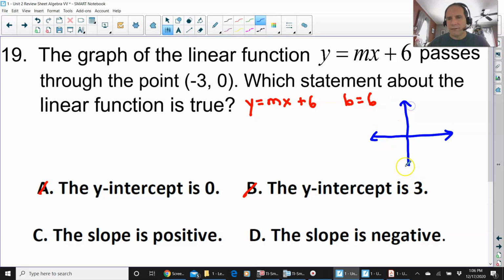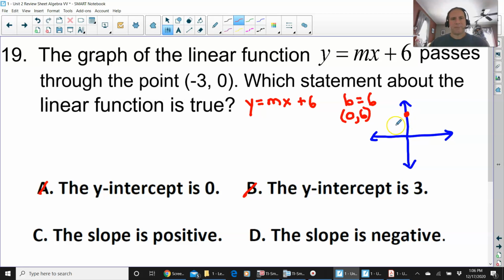What else did they give you besides the y-intercept? Let's see. Hold on. The y-intercept is 6. So I'm just going to put that here. And by the way, that is a point, (0, 6). When x is 0, the other number is the y-intercept.